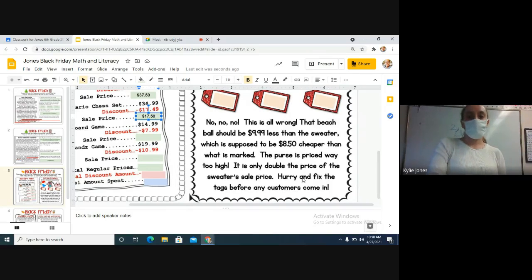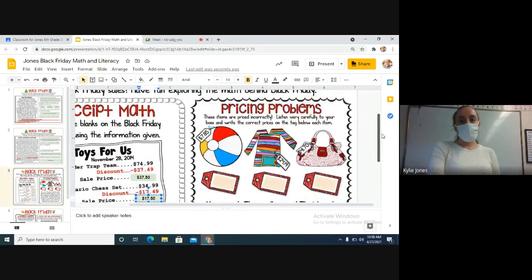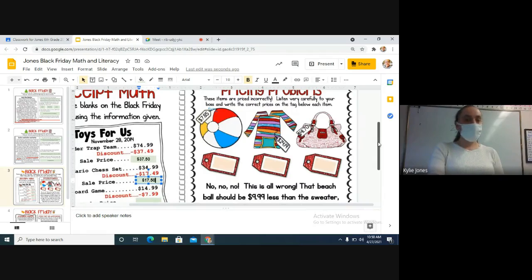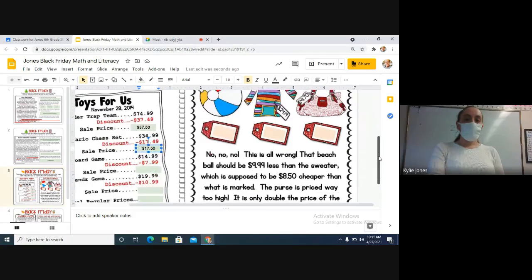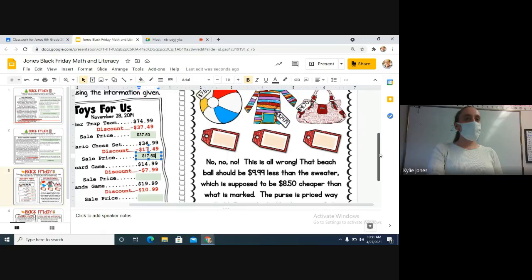No. The beach ball is $9.99 less than the sweater, but the sweater is supposed to be $8.50 cheaper than what is marked. So we have the sweater is $24.19. It needs to be $8.50 cheaper. Don't call out. Who can tell me what I need to do with $24.19 and $8.50? Add, subtract, multiply, or divide.